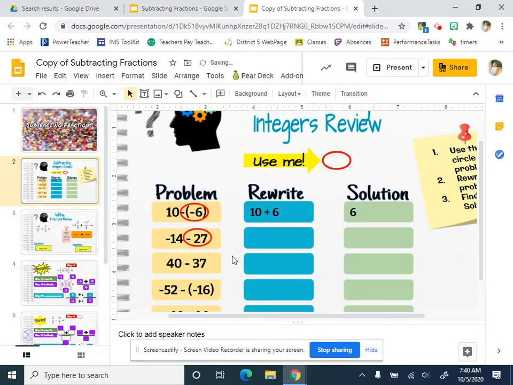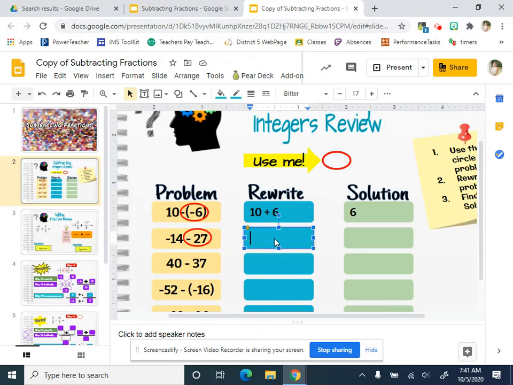Okay, for this one, I only see one negative, a single negative, so that means it's going to stay the same. So I got negative 14 plus negative 27. And that gives me negative 41. Okay, do it again.